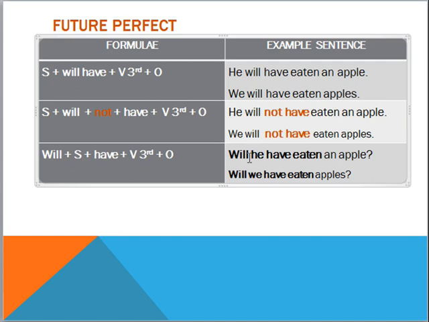And in interrogative, only will is brought forward. So: will he have eaten an apple, or will we have eaten apples? So that is for future perfect.